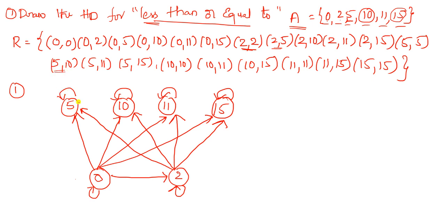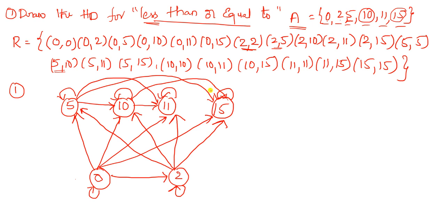Next, 5 comma 10 means from 5 to 10, okay. And next, 5 11 means 5 to 11. Next, 5 15 means you have to write it like this, 5 15. Next, 10 10 is already written, 10 11 we have to draw. And next, 10 15. Don't be confused, you have to draw carefully.